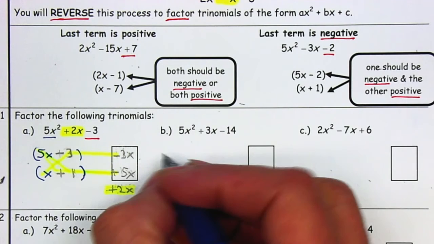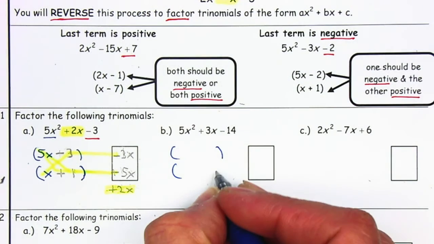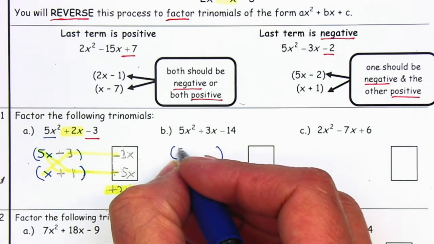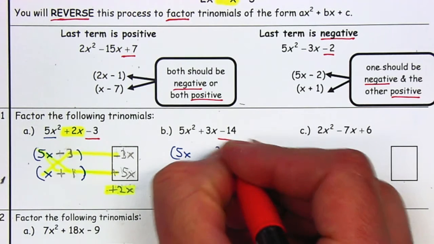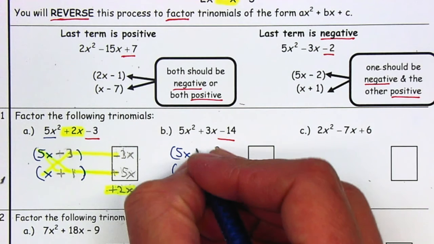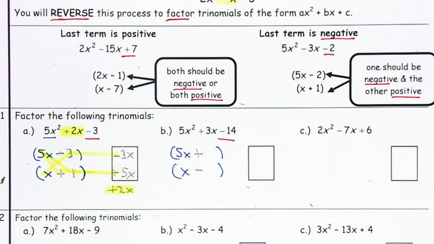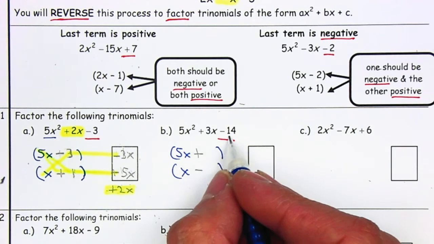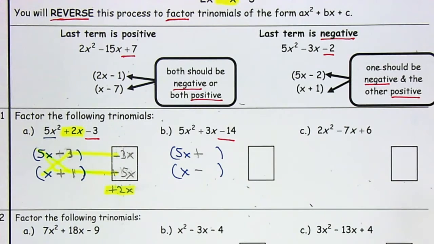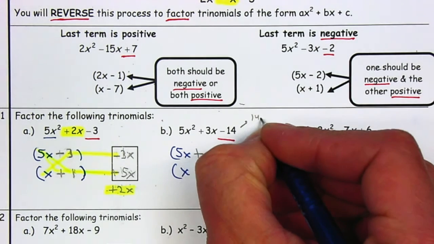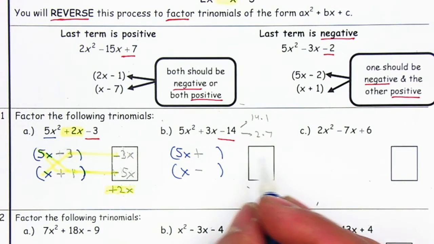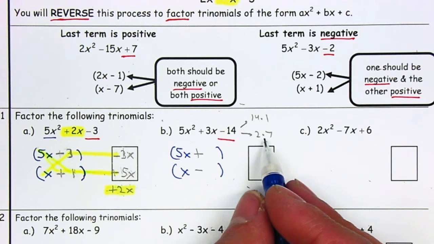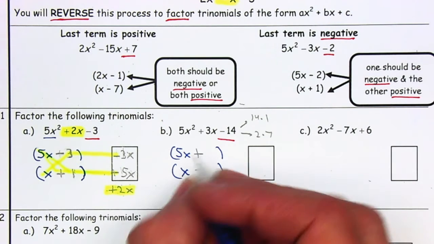I'm going to use my double parenthesis. Factors of 5x squared are 5x and x. The last term is negative, so it means that one of them should be positive, the other one should be negative. The factors of 14 are 14 times 1, so I can use 14 times 1, or I can use 2 times 7. I'm going to try 2 and 7 first. If it doesn't work, then I need to use 14 and 1.